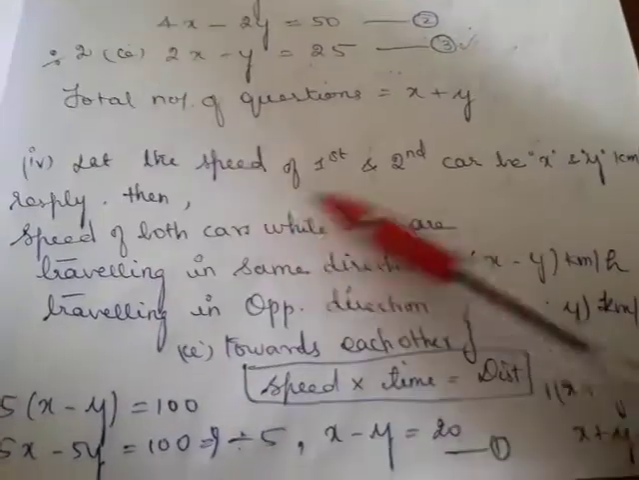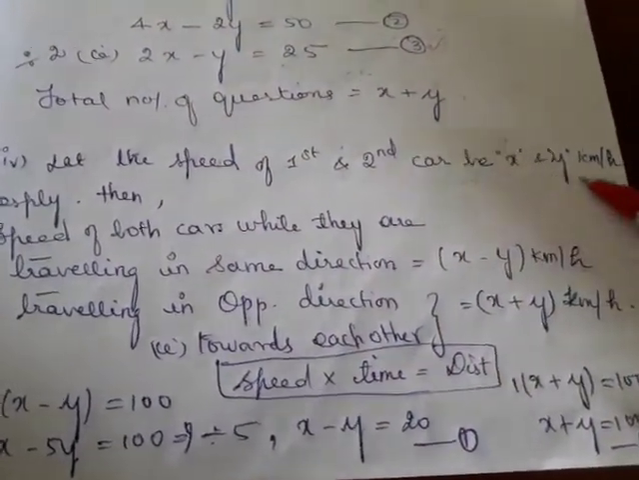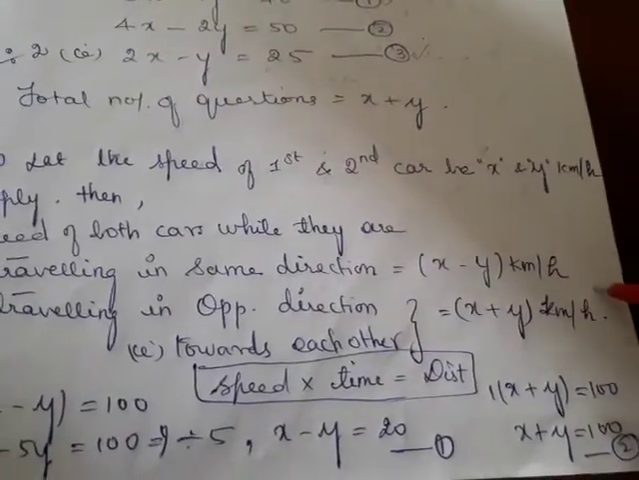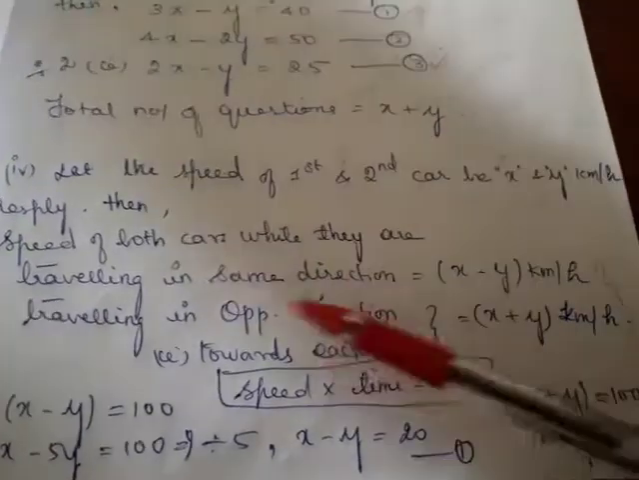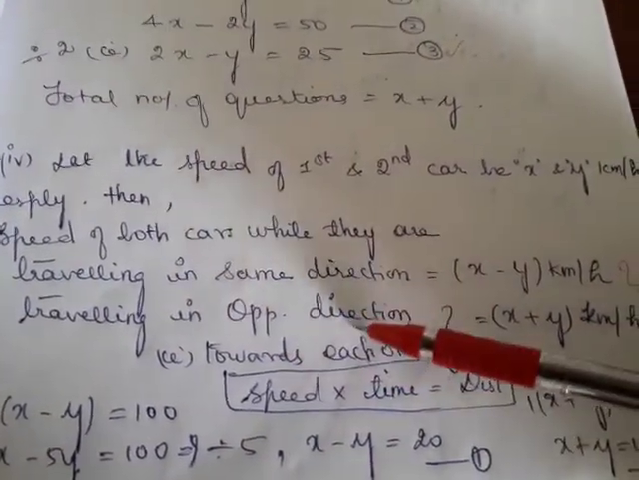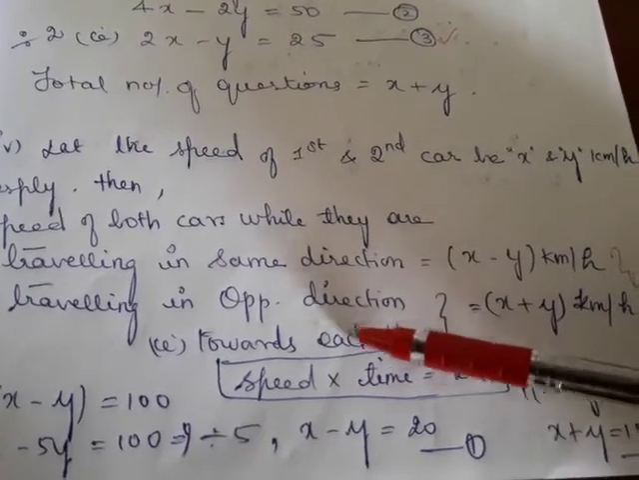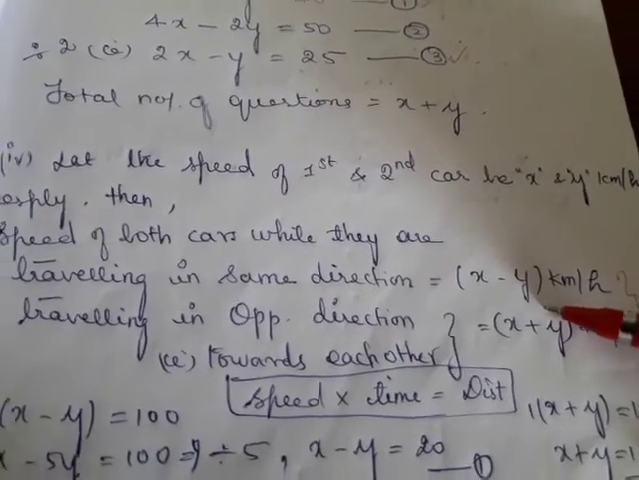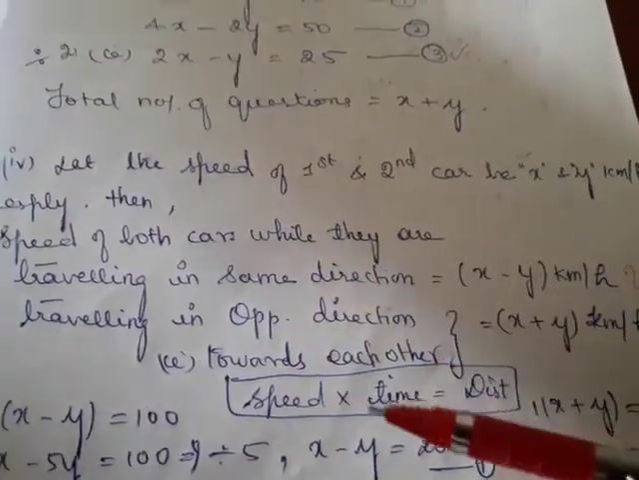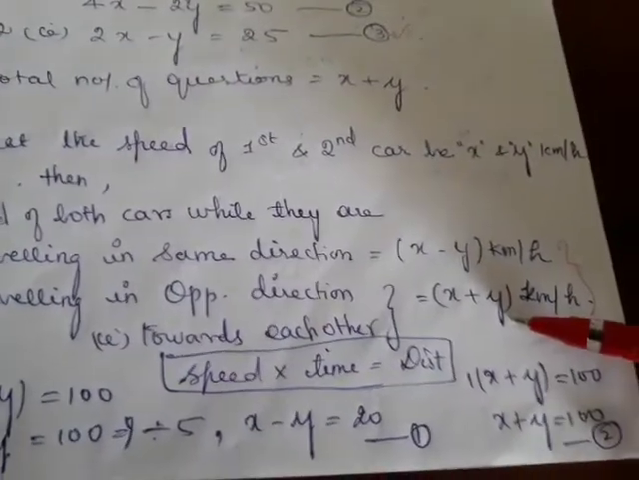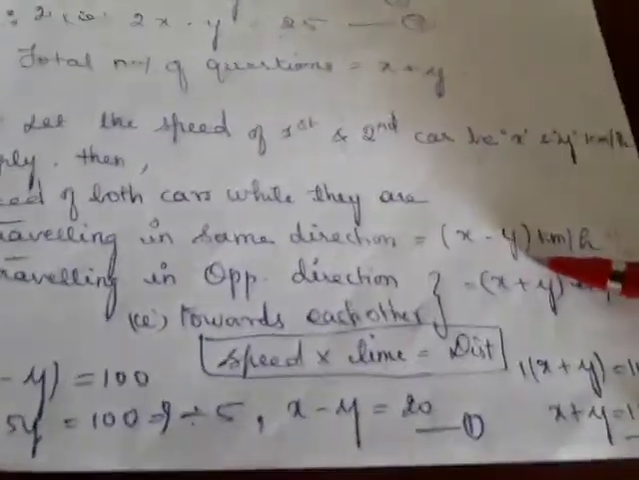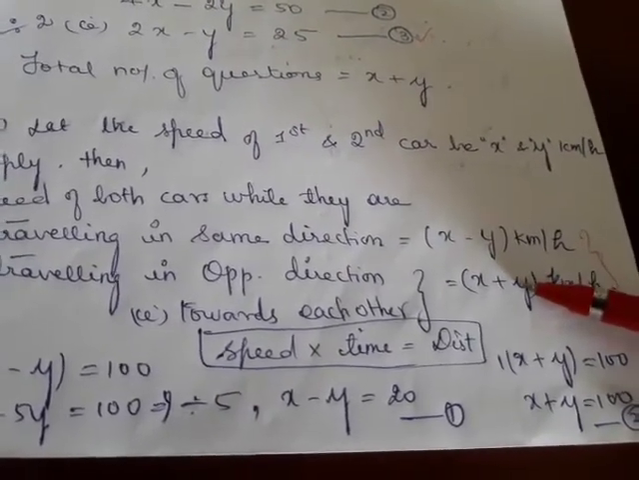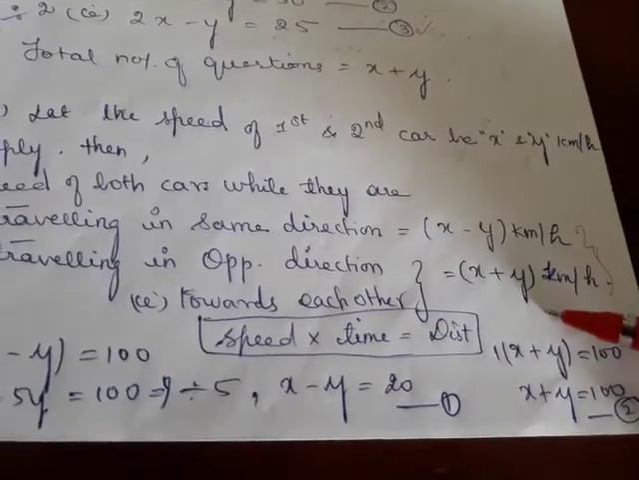So let us assume the speeds of the first and the second car to be x and y kilometers per hour respectively. Then, this is again a physics concept. When the cars are traveling in the same direction, how will you find the respective speed? You have to subtract. If they travel in the same direction, you have to subtract. If they travel in opposite directions, in the sense towards each other, you have to add. This you should remember.